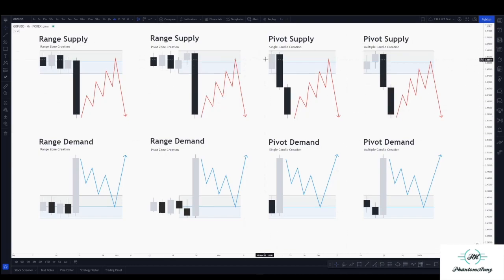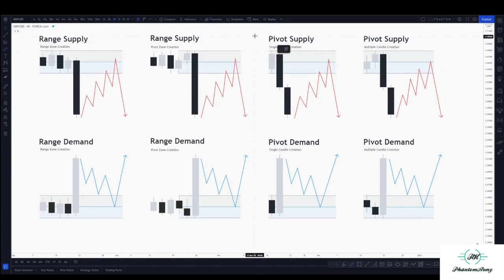Now, what we can also do is look at the pivot supply, pivot demands. And again, this factors into what we were just speaking about, where you have single candle creation and multiple candle creation of these supply and demand zones. If we're using pivot supply with a single candle creation, basically we have that bullish candle before the bearish expansion outside of that pivot.